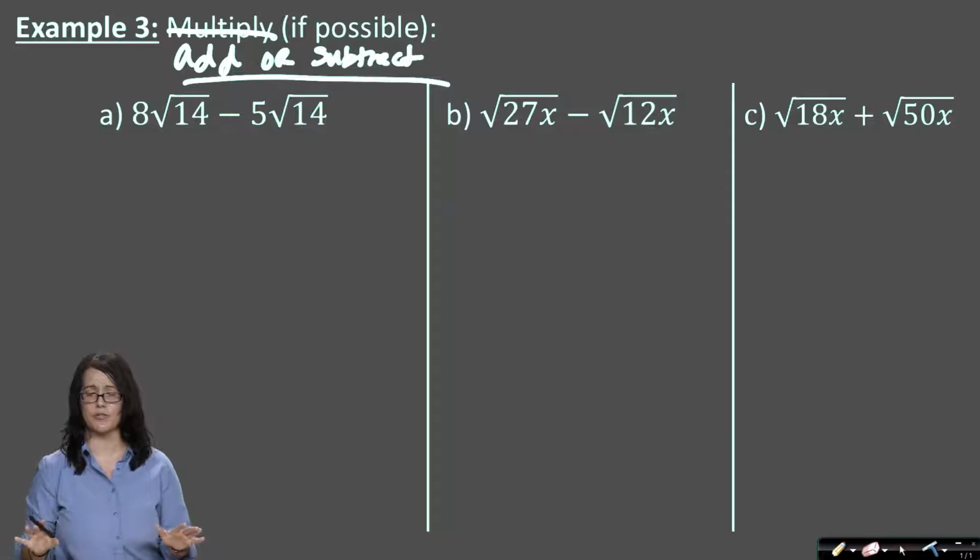So here's what we need to do to add or subtract radicals. We need to have the same radicand and we need to have the same index. So in order to do this, we sometimes will have to simplify first. In A, you should be able to do this exactly the way it looks right now. So pause the video and see if you can get the right answer. A says 8 square root 14 minus 5 square root 14. See if you can get the right answer. Go for it.